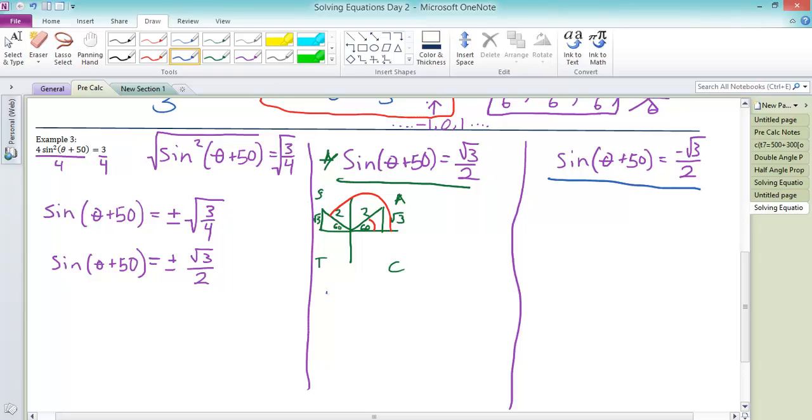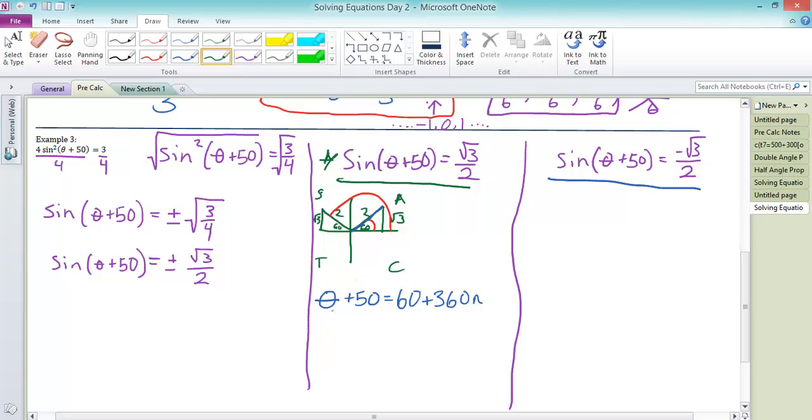So we have theta plus 50 is equal to 60 plus 360n. And remember, we do the 360n to get all coterminal angles with this guy. And I said I was going to do this in green. So we're going to continue in green. Multicolor notes. Woohoo.